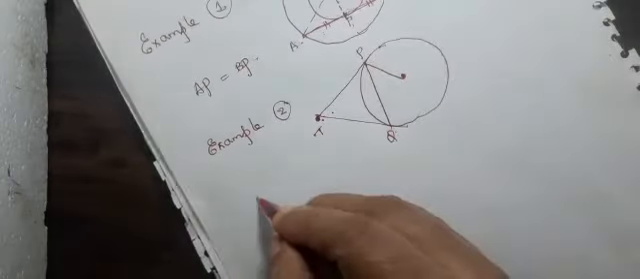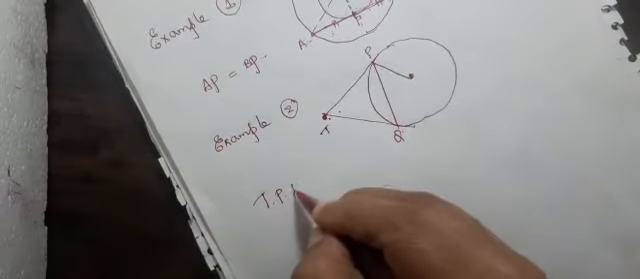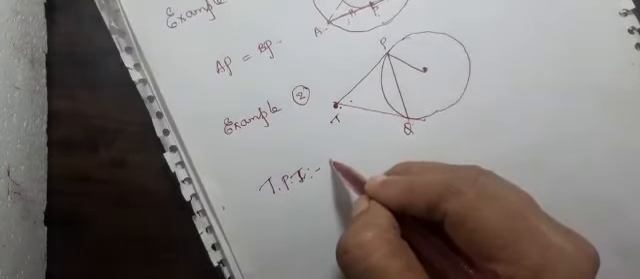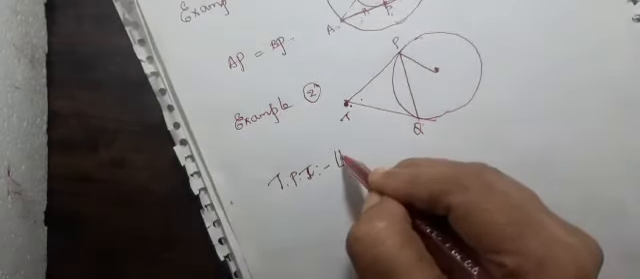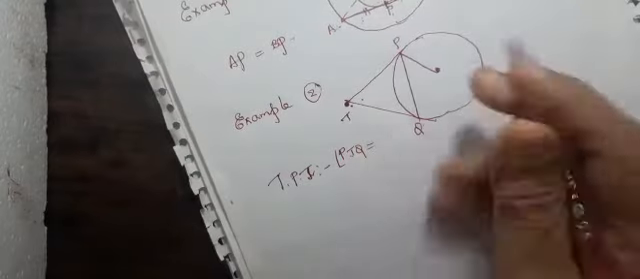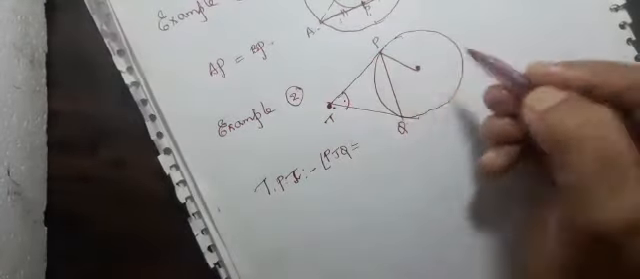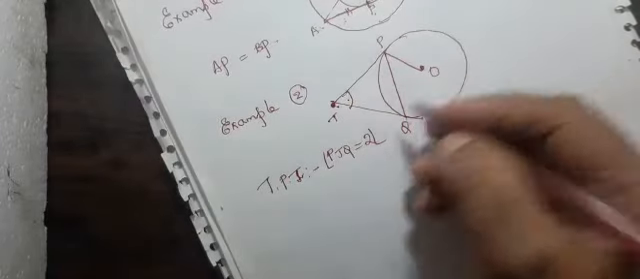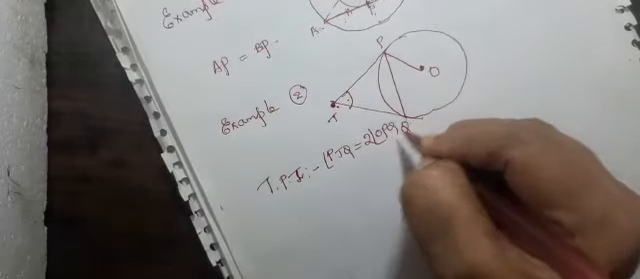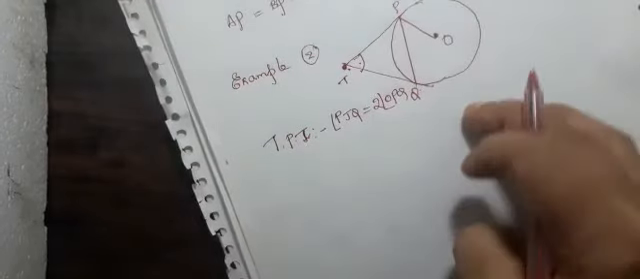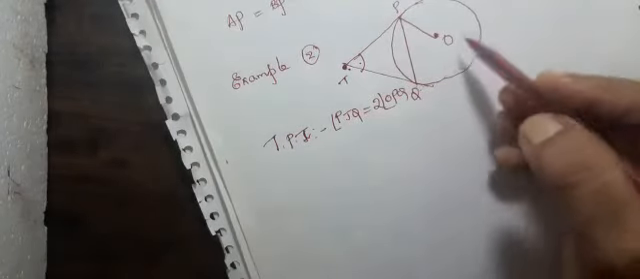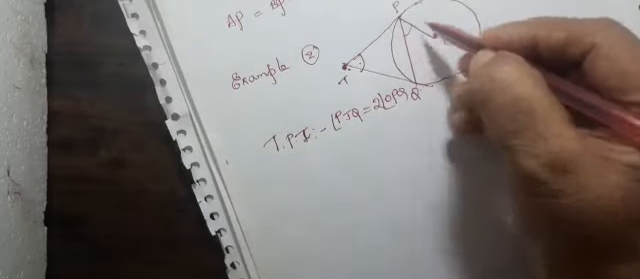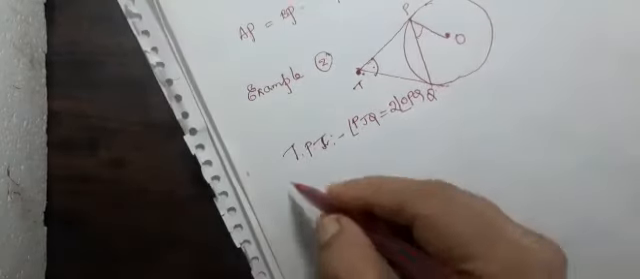So what we are going to prove in this figure, that we should know. We have to prove here that angle PTQ is equal to 2 times angle OPQ. Very important sum this is. Many times it has come in the exam. So angle PTQ is equal to 2 times OPQ. We are going to prove it.